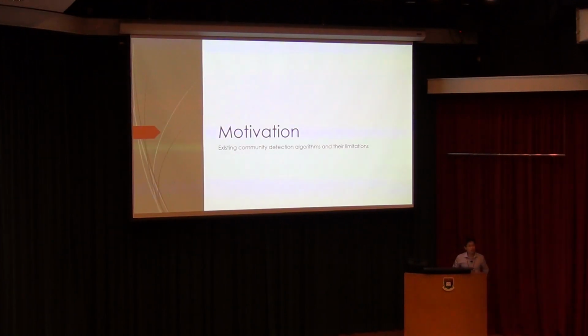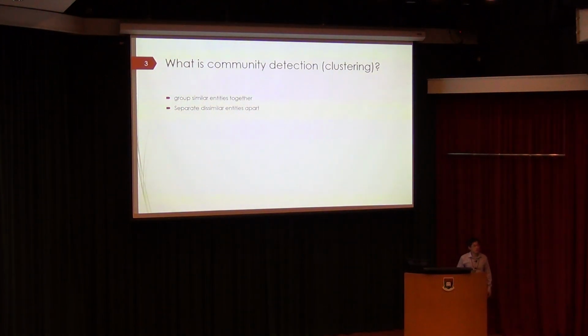Okay. So first, let me motivate the problem. There are many community detection algorithms out there, but they have some limitations that we should address. So what are they? Well, first let me explain what community detection is, or another word for that, which is shorter, is clustering. Okay. So what is clustering? That's just a basic principle in unsupervised learning.